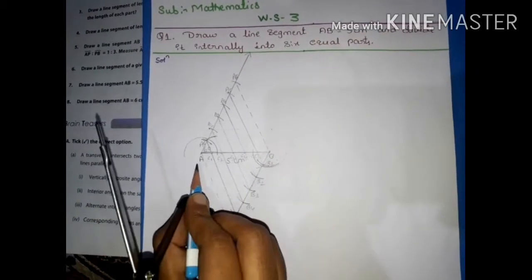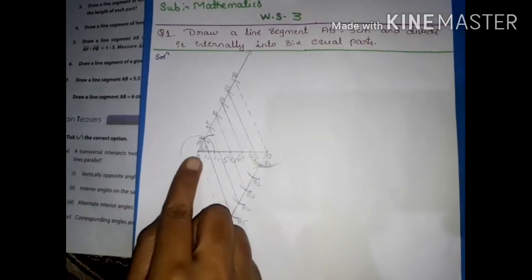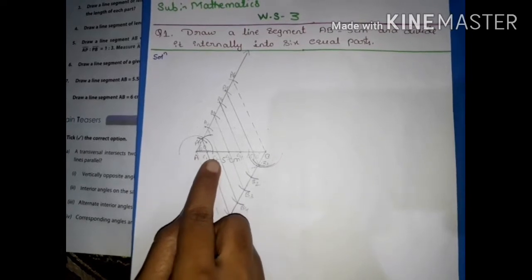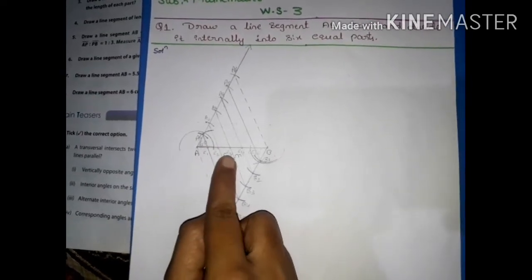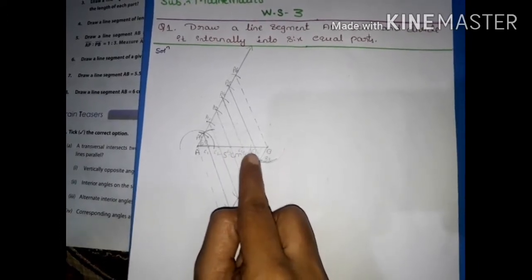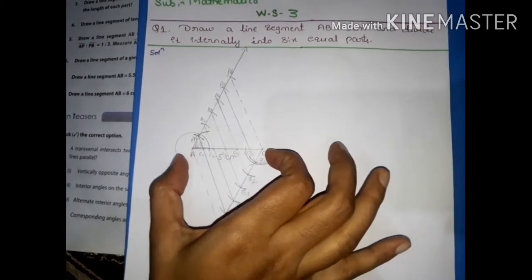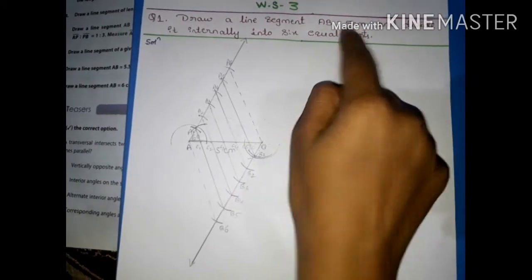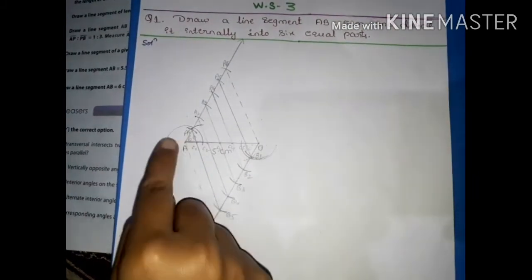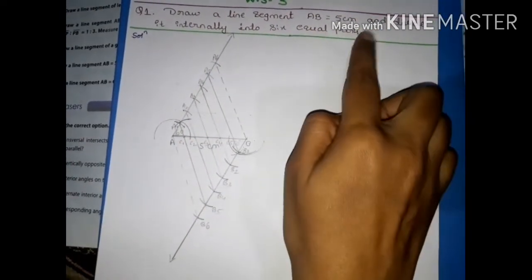So you divided the given line segment AB into how many parts? 6 parts. A to C1 first part, C1 to C2 second part, C2 to C3 third part, C3 to C4 fourth part, C4 to C5 fifth part and C5 to B sixth part. So you divided the given line segment AB, 5 centimeter, into 6 equal parts by constructing parallel lines at point A and point B. So this is how to divide a given line segment into equal parts.